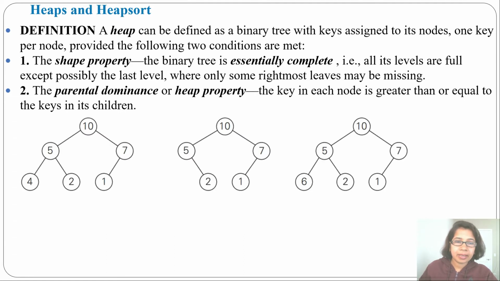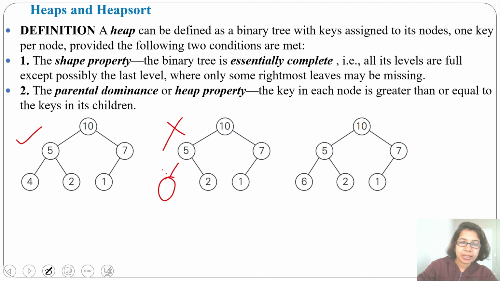There are three binary trees. Let's check which binary tree is a heap. Shape property: the first tree satisfies the shape property, the second tree doesn't. This is not complete, it should fill from left to right. As this part is empty, it is not in a complete binary tree format. That's why it doesn't satisfy the shape property. Next, the third one satisfies the shape property. From left to right, it should be filled. At the right, it can be empty.